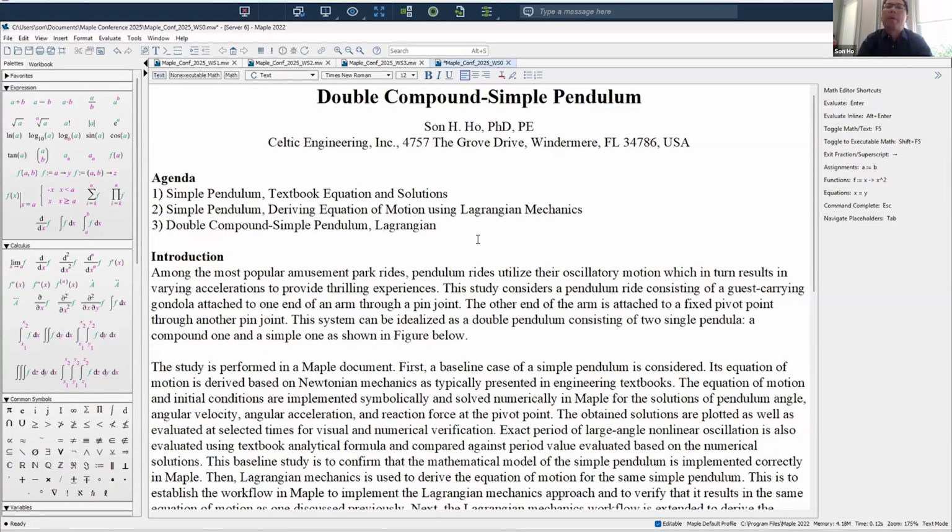Okay, so hi everyone. My name is Sean Ho. I'm working for Celtic Engineering. We are headquartered in Florida, and we have an office in the Los Angeles area. We work in the theme park, amusement rides industry, and aerospace. So today I'd like to share with you something related to a project that I'm working on.